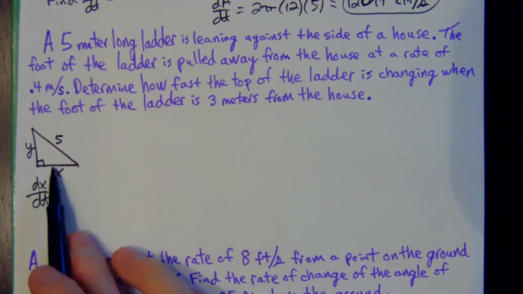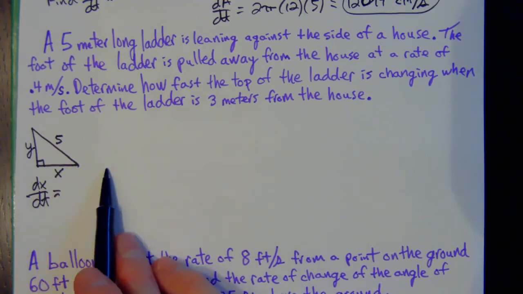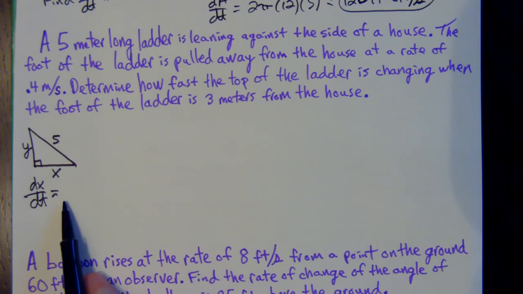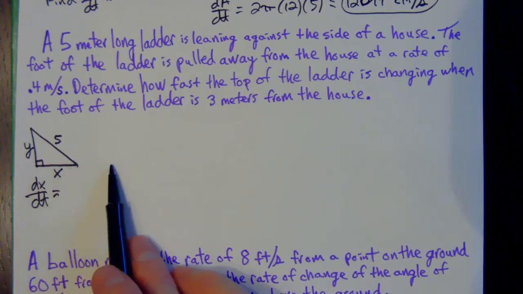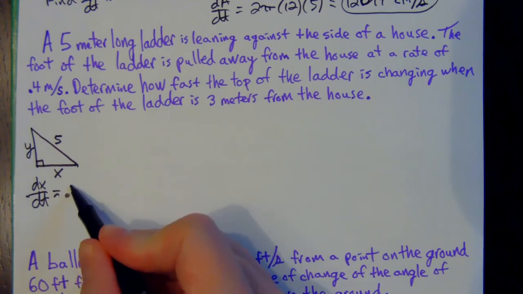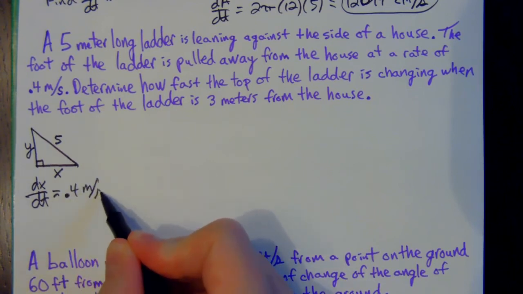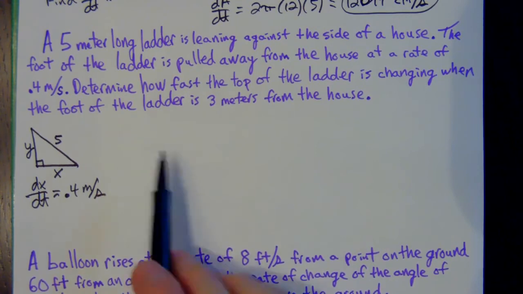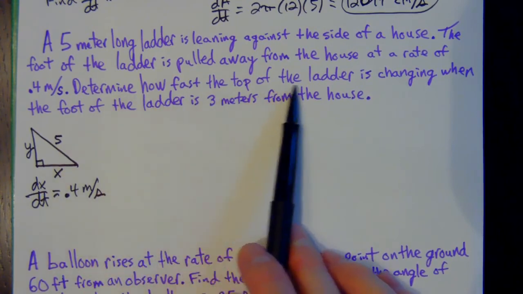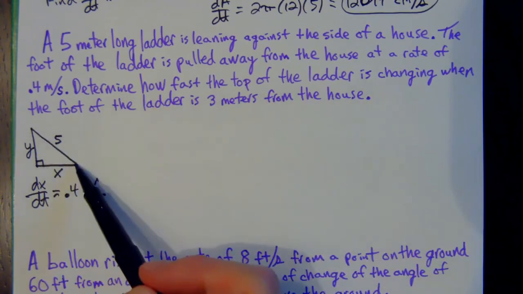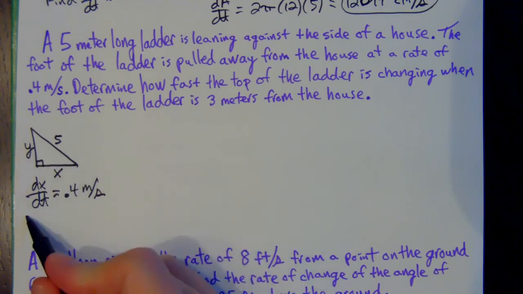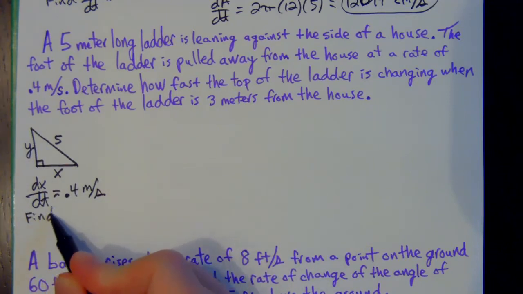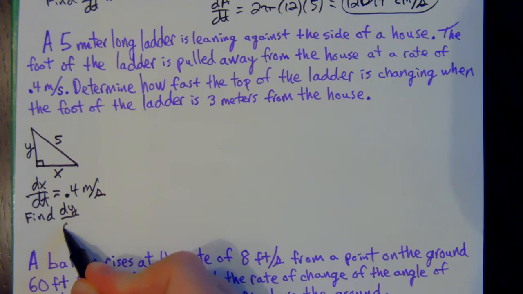And then you have to think, is that distance getting bigger or is it getting smaller? If it's getting bigger, this is positive. If it's getting smaller, this would be negative, but that's going to get bigger if the bottom starts sliding that way. So that's going to be a positive 0.4 meters per second. And then it says determine how fast the top of the ladder is changing. So the top of the ladder, when you're pulling the ladder that way, is going to be falling down the house. And so you have to figure out how fast that's changing. So we want to find dy/dt.